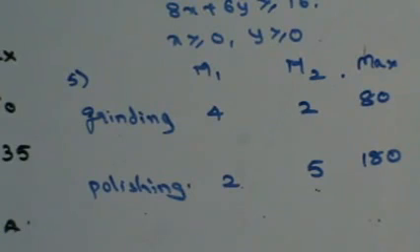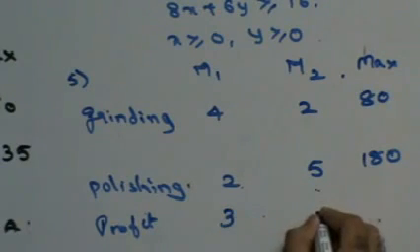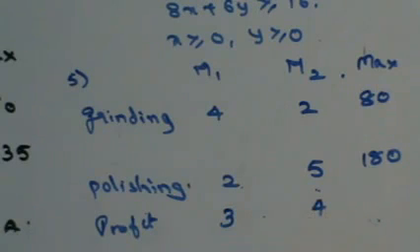Profit on M1 is 3 rupees and profit on M2 is 4 rupees. Formulate an LPP.